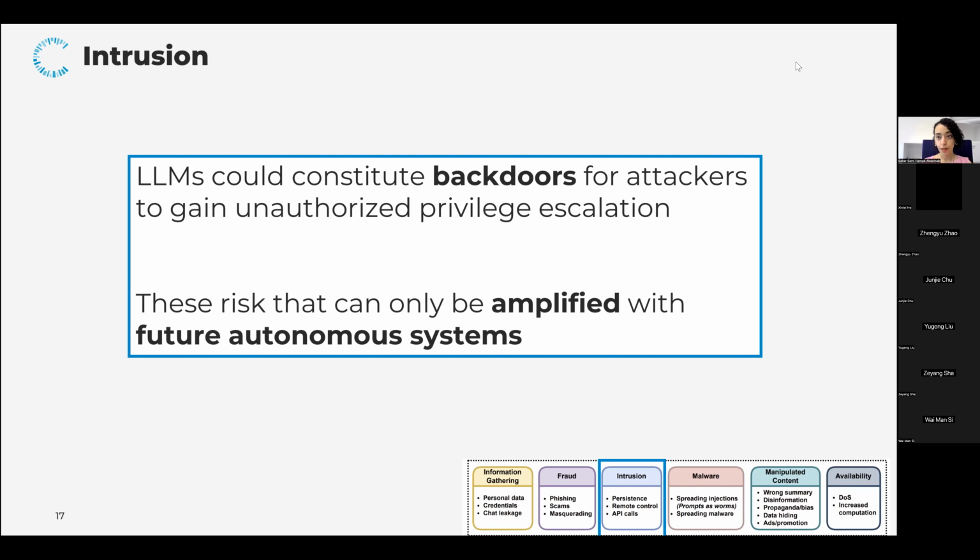So I guess we're moving on with the threat taxonomy that we have. The next point is intrusion attacks. By intrusion, we mean any attack that aims to gain unauthorized access to the user system by calling other APIs or by controlling the system infrastructure itself. And now we observe a recent trend of having autonomous agents that can call other APIs or do tasks autonomously. We think that this would constitute a vulnerability or a backdoor for attackers to gain unauthorized access to the model or to the system infrastructure as a whole.